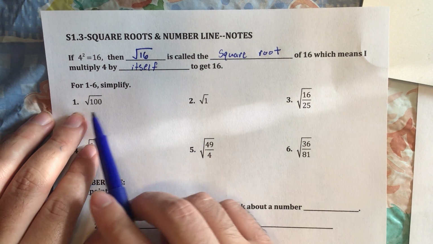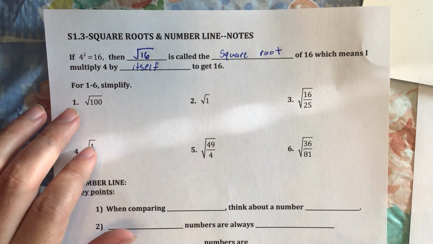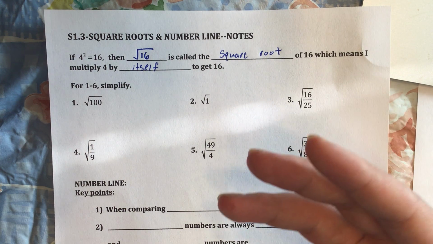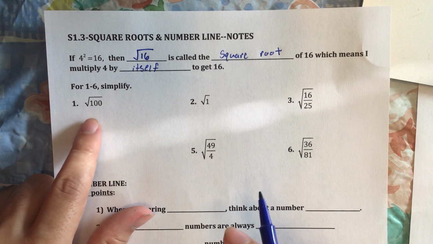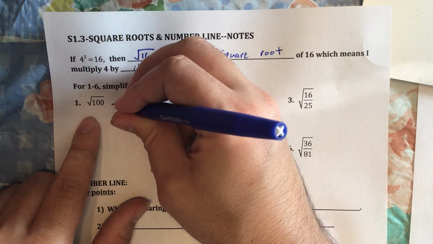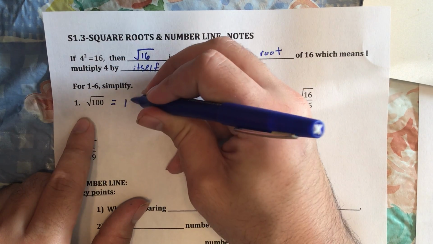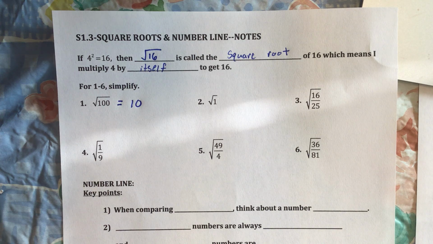So if we do square root of 100, if you have good multiplication times tables, you can think, okay, well, what times itself gives me 100? Well, 10 times 10 does. So the square root of 100 is 10.